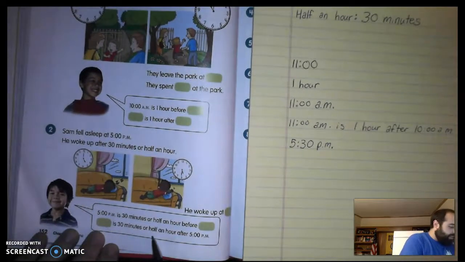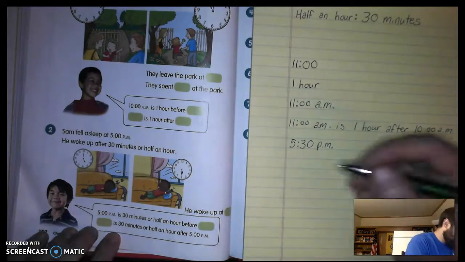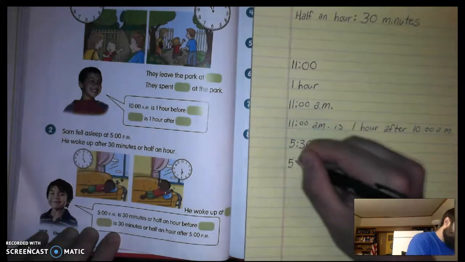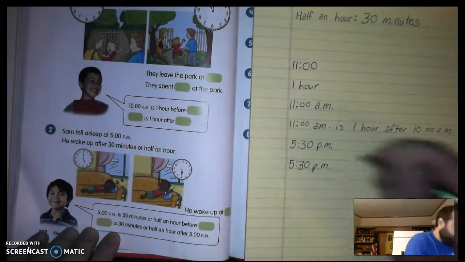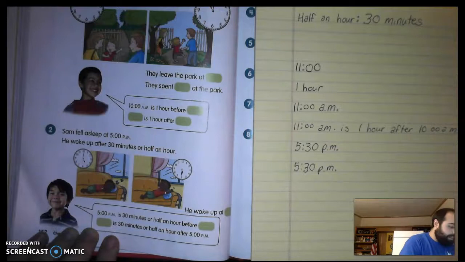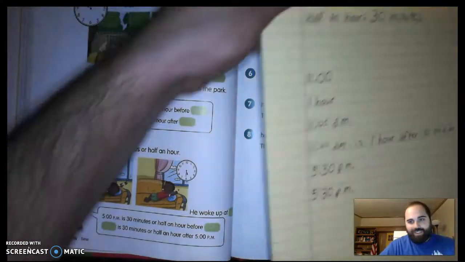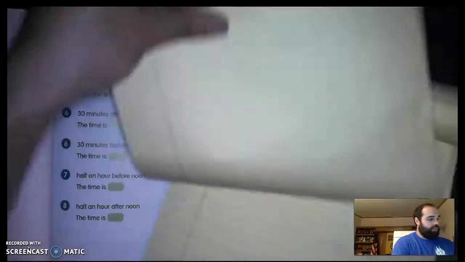Blank is 30 minutes or half an hour after 5:30 p.m. So we want to know what's after it. So 5:30 p.m. is 30 minutes or half an hour after 5 o'clock p.m. Awesome sauce. All right, now we just have some word problems. So let's look at them. Let's go to a new page.